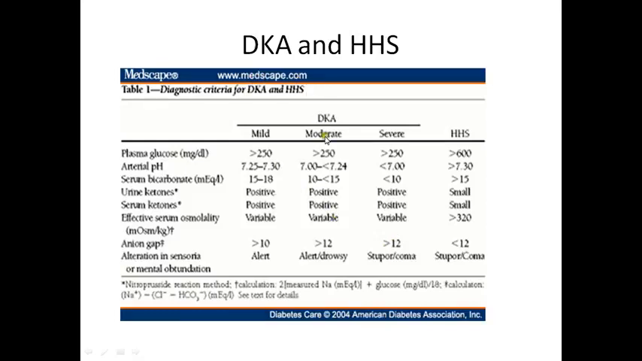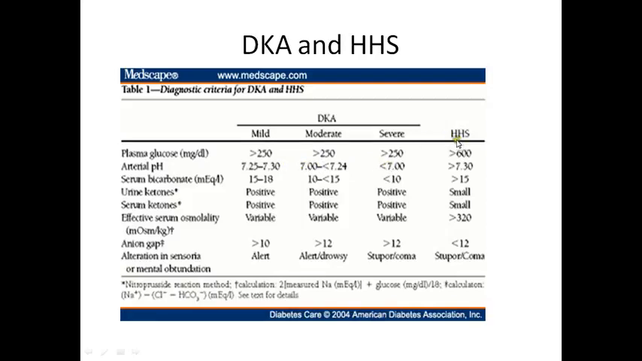So in DKA, the important things we can see here are that there is diabetes, the sugars are raised, and the ketones are positive. K is for ketoacidosis, so the ketones are positive. And A is for acidosis, so you see the arterial pH, which is showing acidosis in these patients.